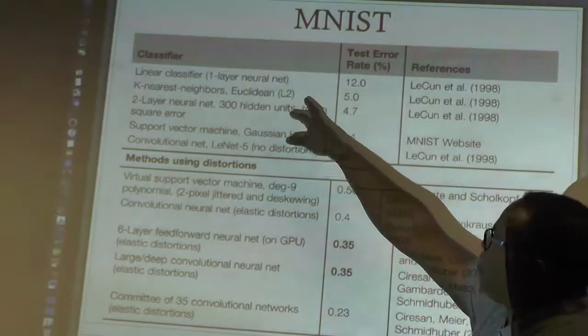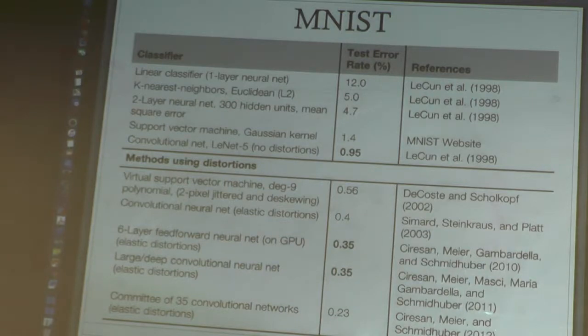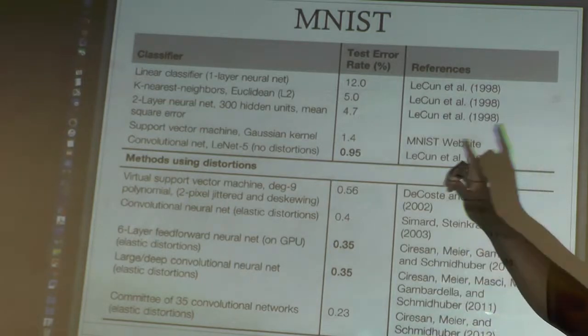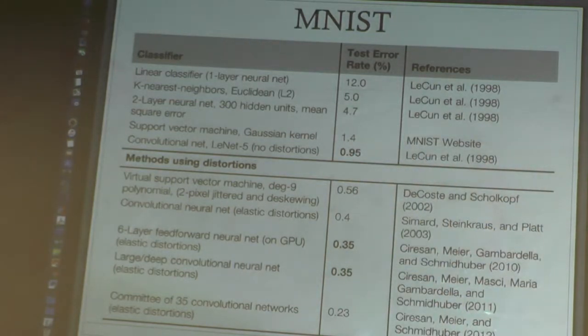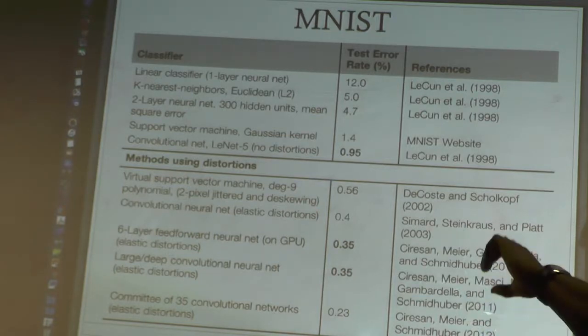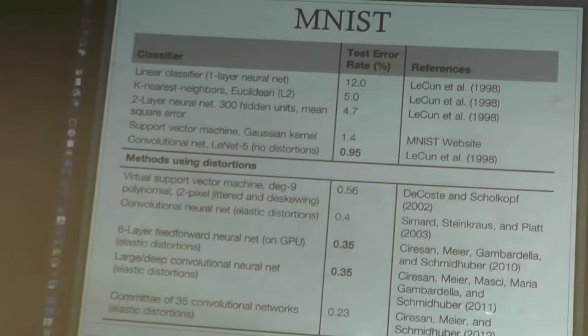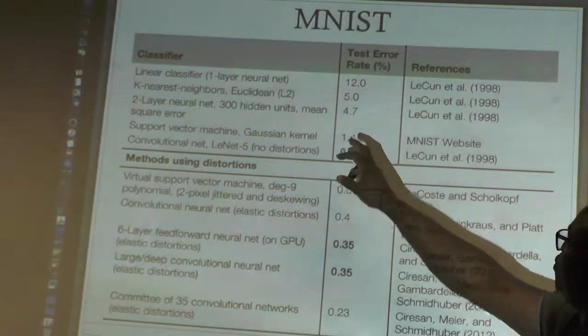Then they applied k-nearest neighbors using Euclidean distance, L2. Okay? And they reduced the error to 5%. They went on and applied 2-layer neural nets with 300 hidden units, and they reduced the error just by 0.7 to 4.3. And then they moved on.